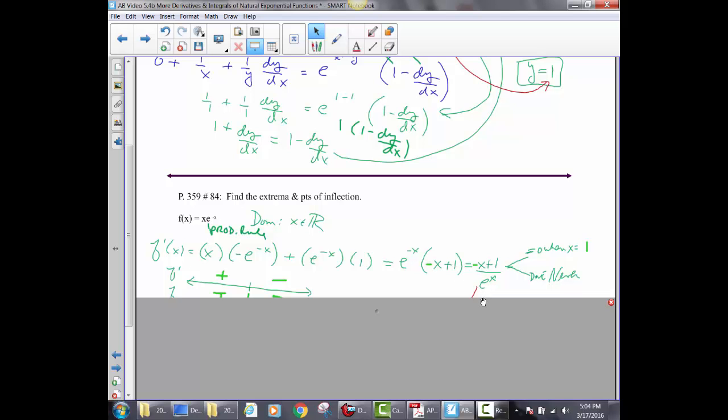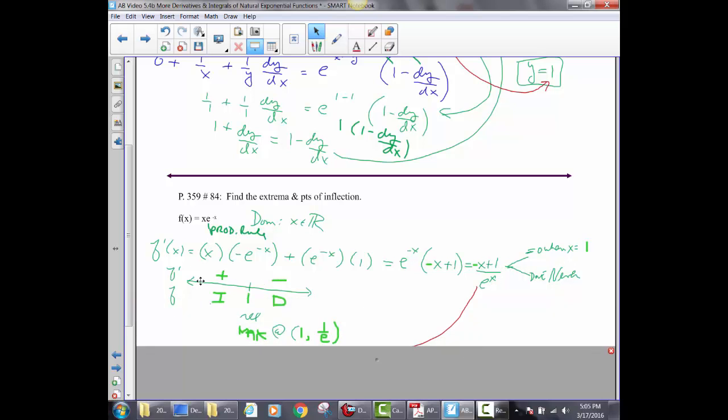Now, that's my first derivative. My critical numbers are whatever makes my first derivative 0 or undefined. It'll be 0 when x equals 1. It'll be undefined never, because e to the x is never undefined. So you take a number line, you put your one and only critical number on it, which is 1.